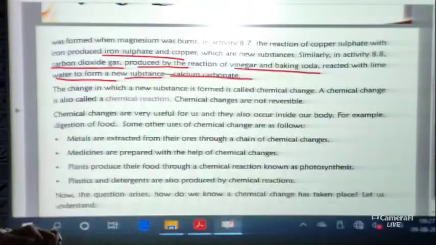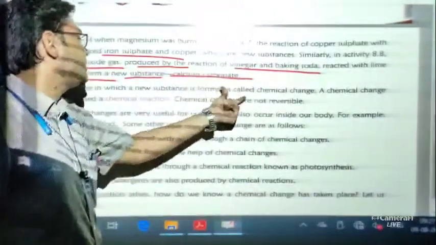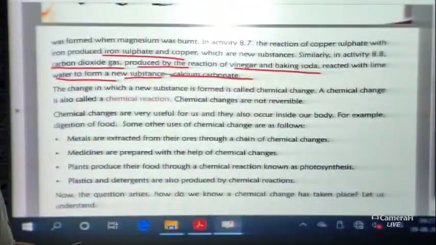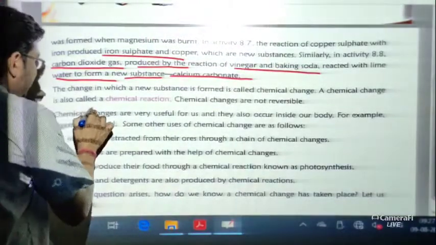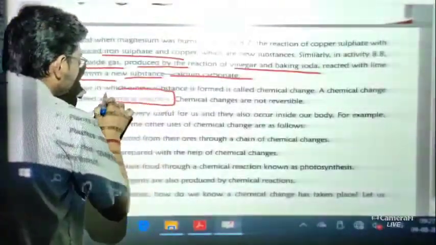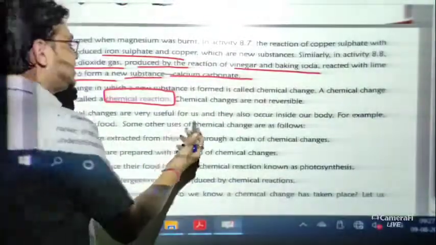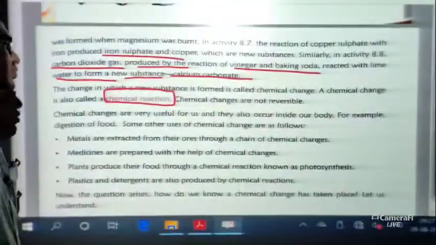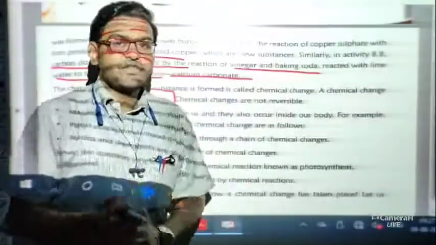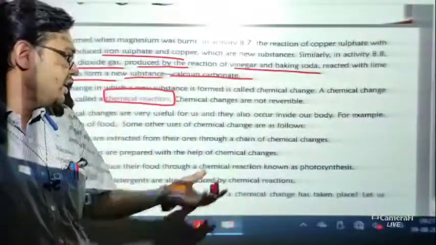So all the changes, students, in which a new substance is formed are called chemical changes. Chemical change is also called chemical reaction. Now, chemical changes are not reversible. We have already discussed that physical changes are generally reversible, but chemical changes are not reversible.